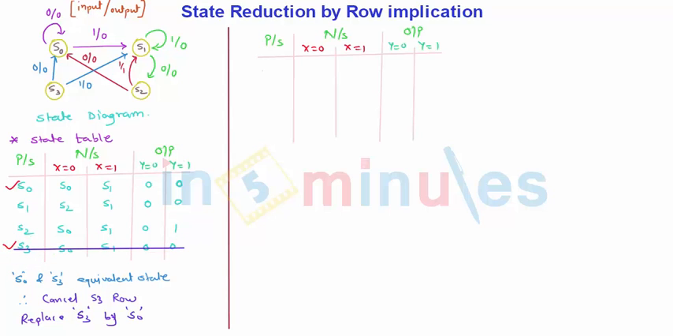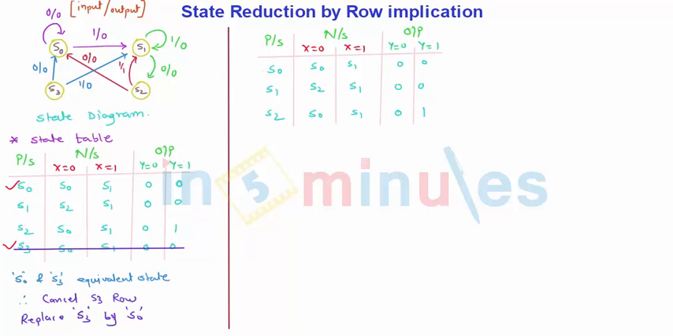After doing this procedure, cancelling S3 and replacing S3 by S0, what I have here is the final table. I'll copy the part here, same as in the earlier table. So the states are S0, S1, S2. In the first 3 rows there is no S3 to be replaced by S0, so as it is, the table will come here. So that is the final table.